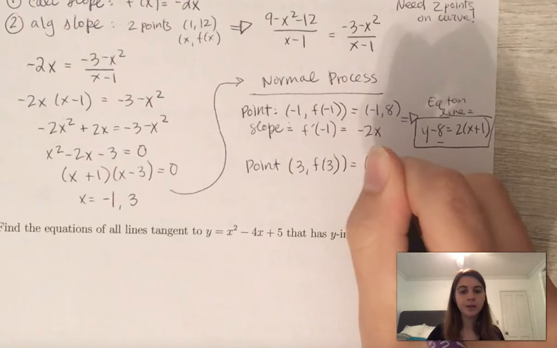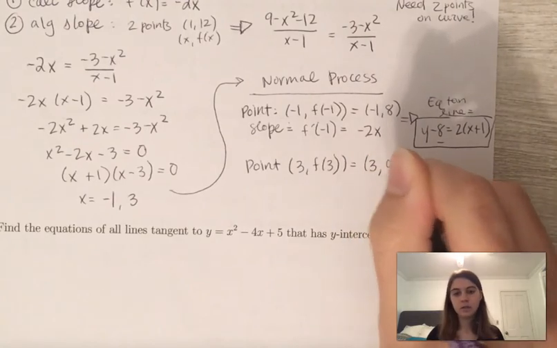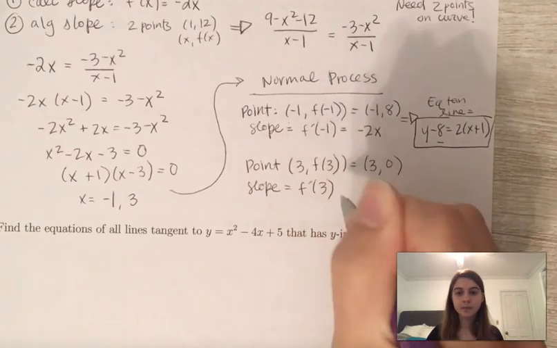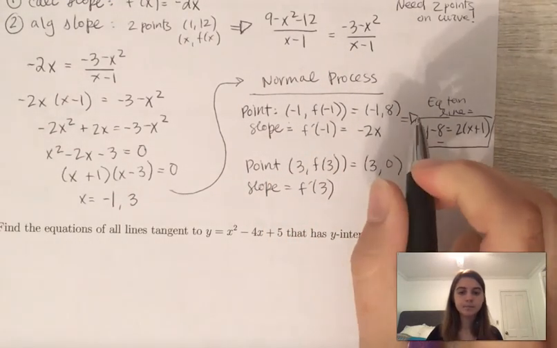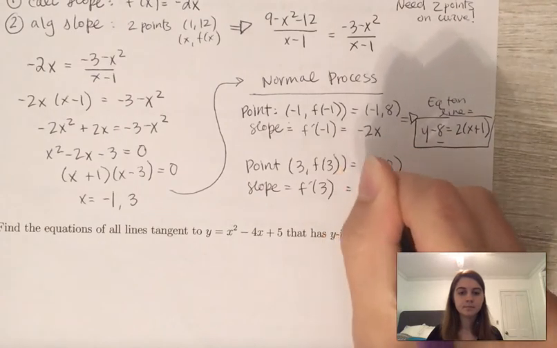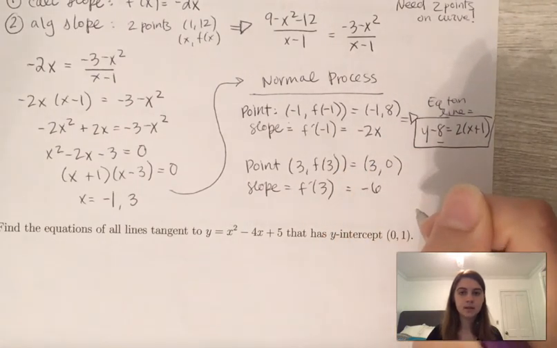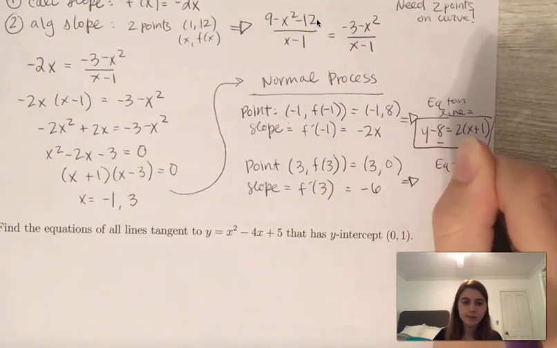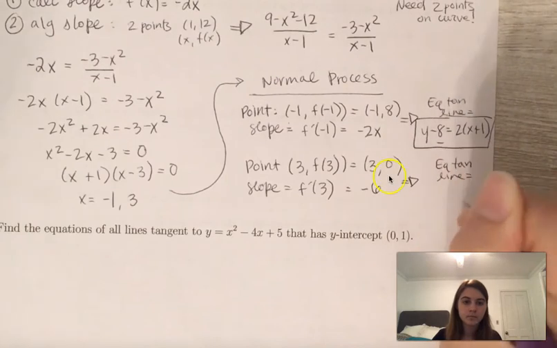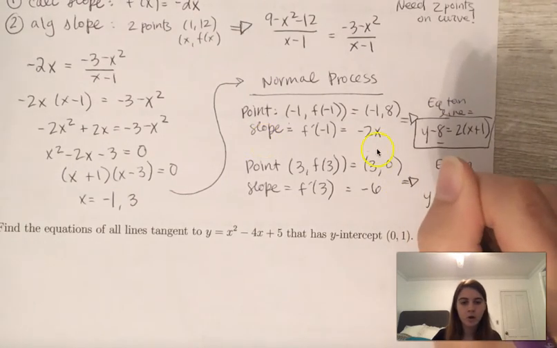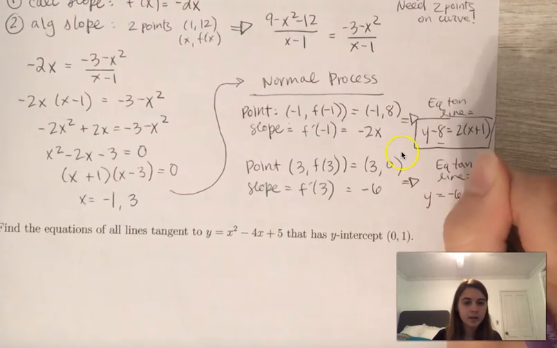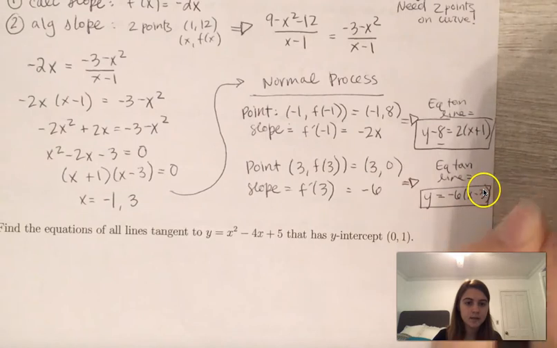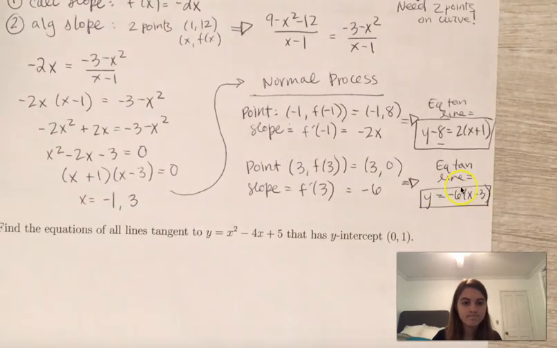And now we're going to do it with 3. F of 3 is 0. F prime of 3, negative 6. That's, again, negative 2 times 3. Can't really see it here anymore. And now we got the equation for that one. Same thing as we've been doing. Y minus 0, so you don't have to write it, equals negative 6 times x minus 3. You get your point and your slope.